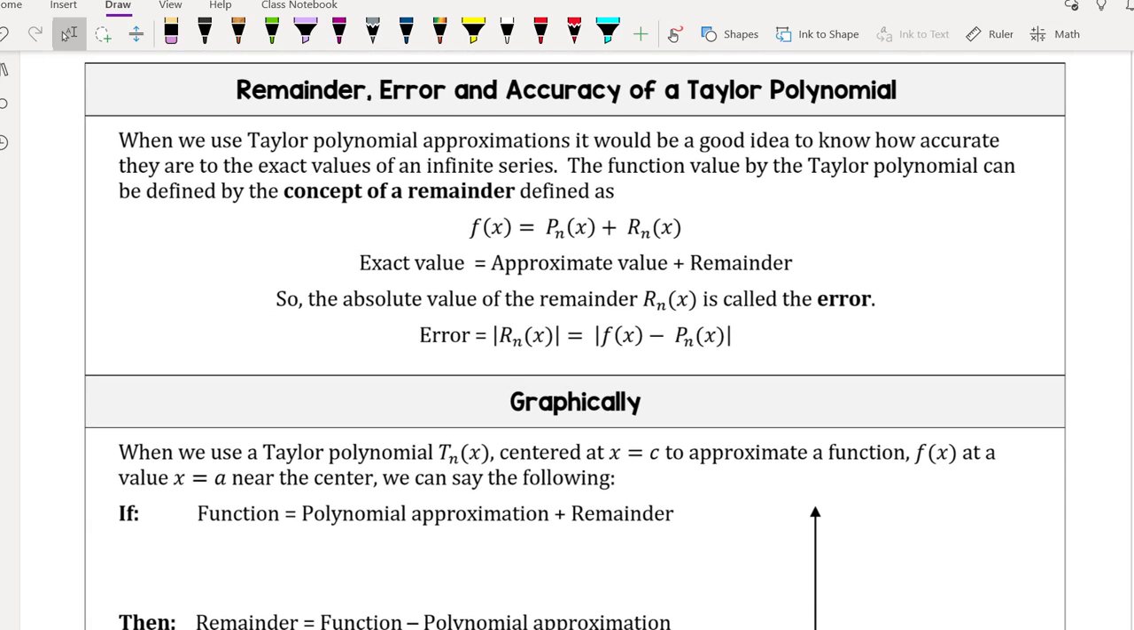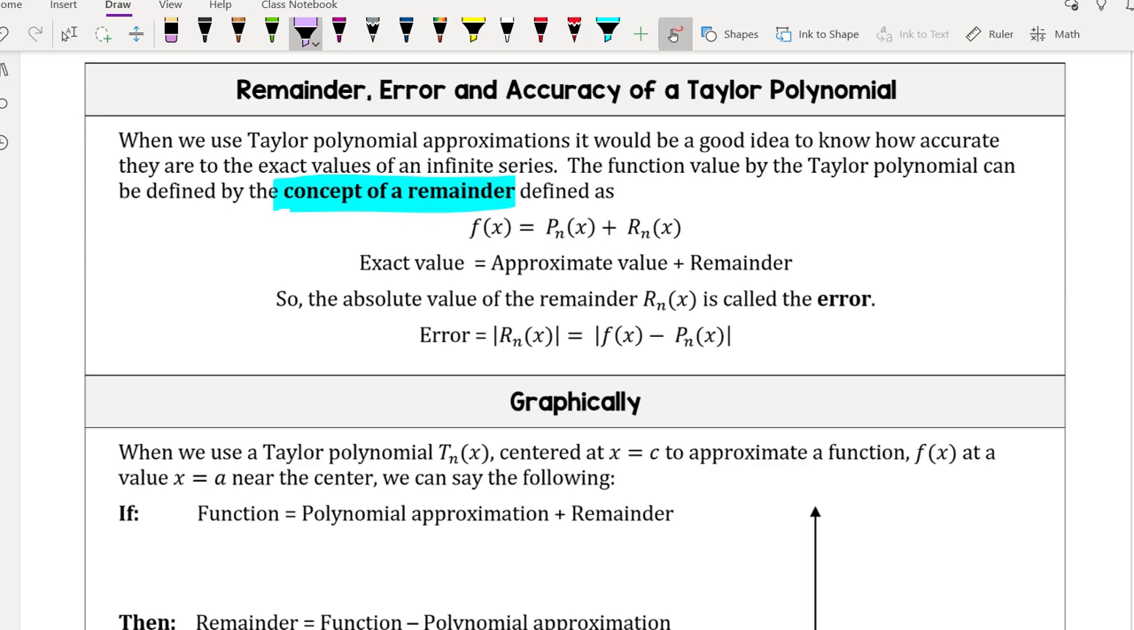So when we use a Taylor polynomial approximation, it's nice to know how accurate they are, especially if you're using them to make predictions. So it's nice to know how far off you are. The function value by the Taylor polynomial can be defined by the concept of the remainder, which is what we did when we talked about alternating series. So it's going to be kind of similar to that. The concept of remainder is going to be defined in this way.